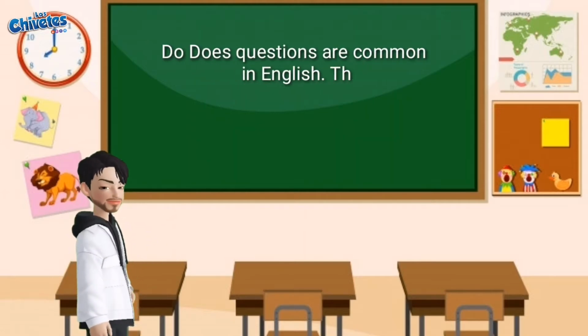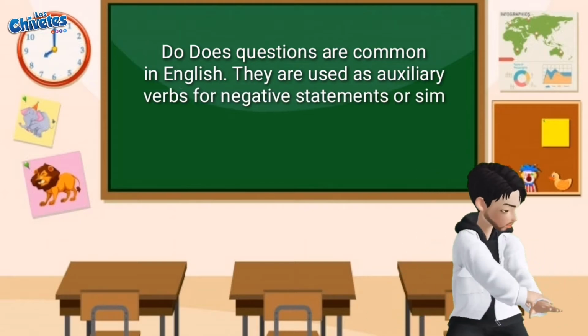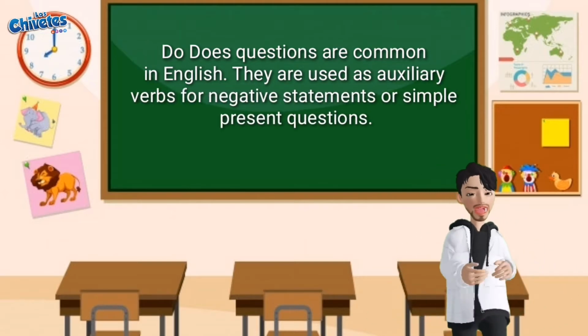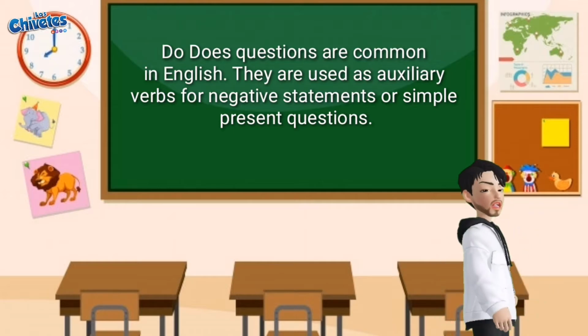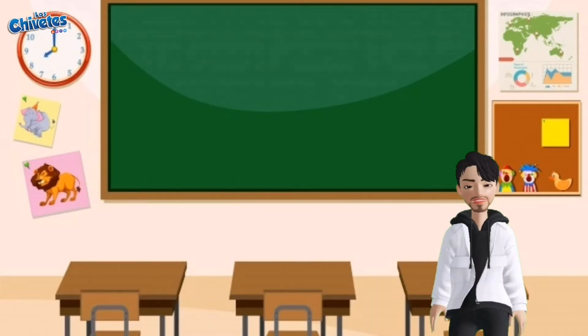So today we're going to talk about how to make questions with the auxiliary verbs do and does. To make questions with these auxiliary verbs in the simple present tense, we usually use, as I told you, the auxiliary verb do or does at the beginning of the question, before the subject.